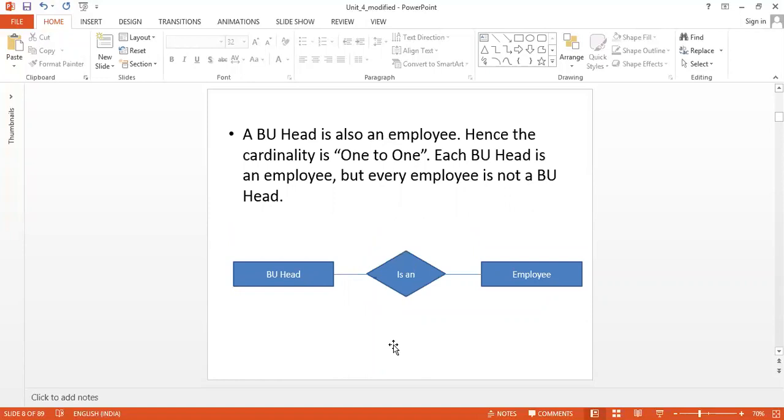Let us have a look at another example here. So here we have a business unit head is an employee. Yes, a business unit head or a head of department of a college is also an employee here in the organization. But every employee cannot be the head of department. But every head of department is also an employee. The same thing is said here. A business unit head is also an employee, but every employee is not a business unit head.